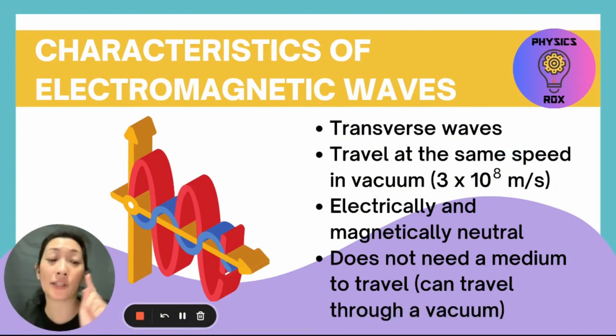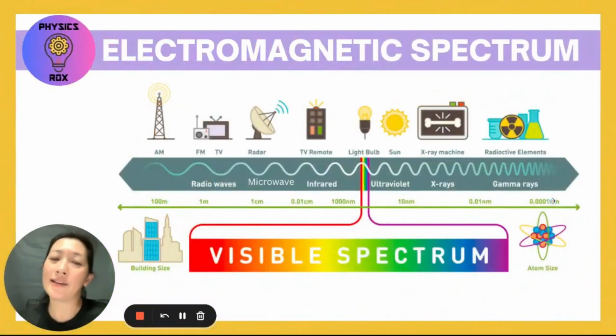They're the same as the characteristics of the electromagnetic waves. Here's a very pretty diagram that I found on Google. This shows us the electromagnetic spectrum. Now, you do need to memorize the electromagnetic spectrum in the correct sequence, whether you're taking IGCSE or SPM.